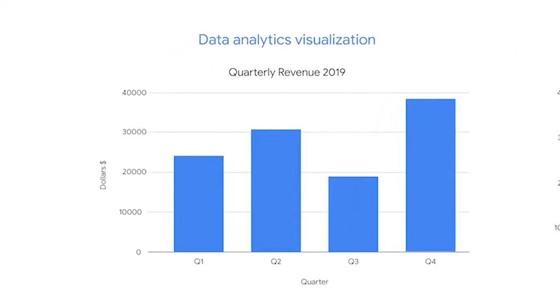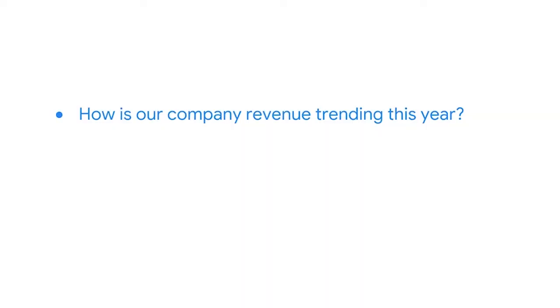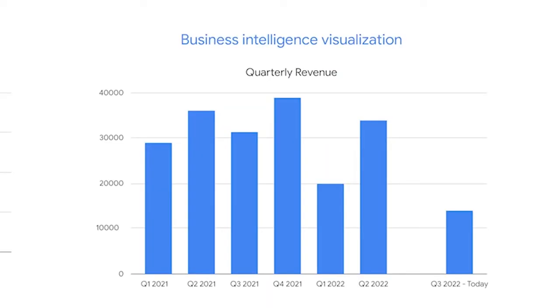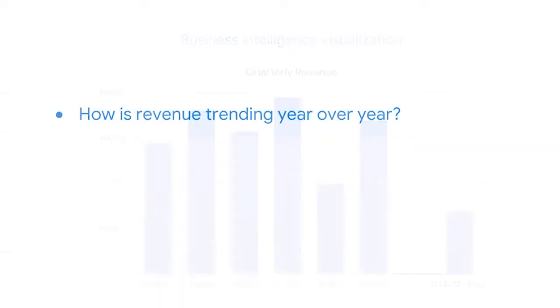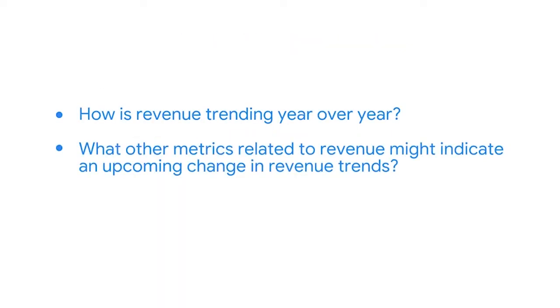A DA visualization aims to answer a business question, such as, how is our company revenue trending this year? This chart uses only existing data. A BI visualization, on the other hand, seeks to answer that question in the long term. So, BI professionals might ask, how is revenue trending year over year? And what other metrics related to revenue might indicate an upcoming change in revenue trends? A BI visualization tracks or monitors data that is relevant to an ongoing business question. This means that sometimes it's built for data that doesn't even exist yet.